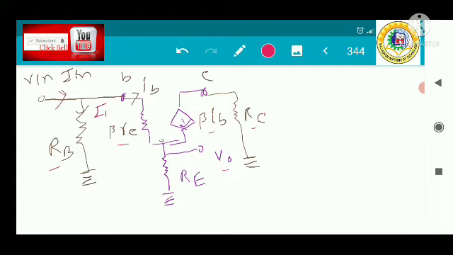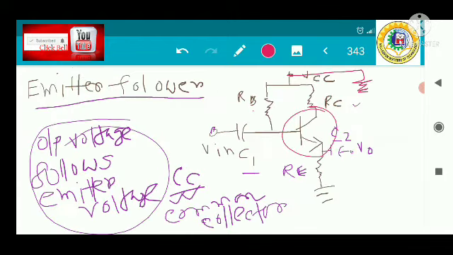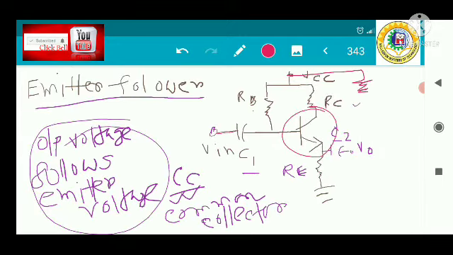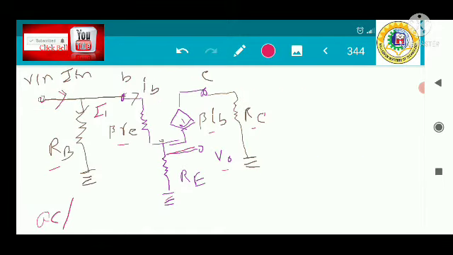And for the AC model we have to short circuit the DC sources, that's why I have short circuited the DC sources. Here we are connecting the input voltage through the capacitor, because this is the AC analysis. And also we are taking the output voltage, so that this capacitor will also be short circuited.